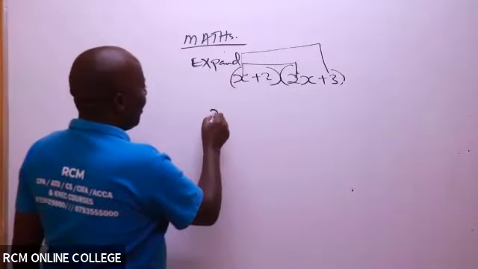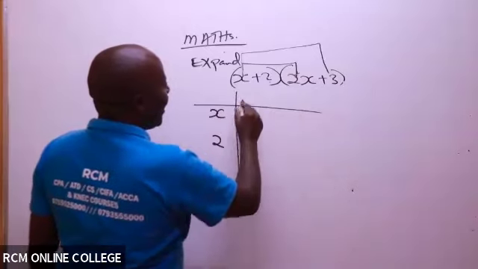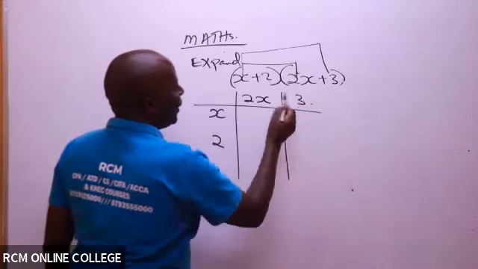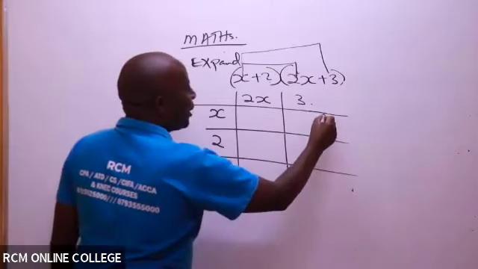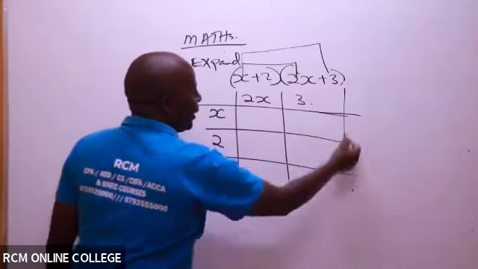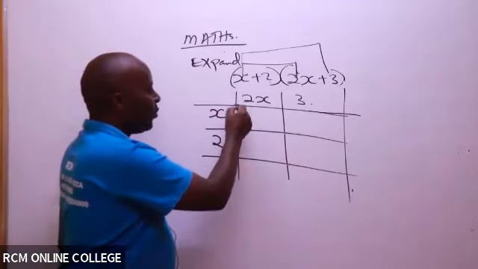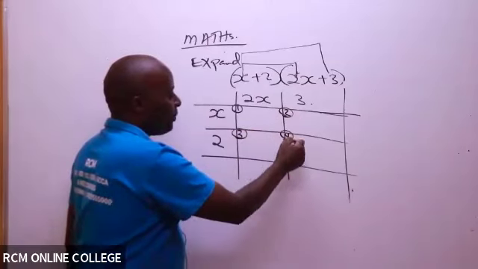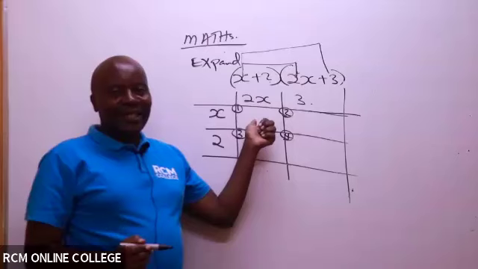So I will write here x and 2, like this. And then I write here 2x and then 3 like that. I'll make a table like this, for expansion. And then we have here, this is number 1, this is number 2, this is number 3, this is number 4 like that. So now you come and give us multiples.